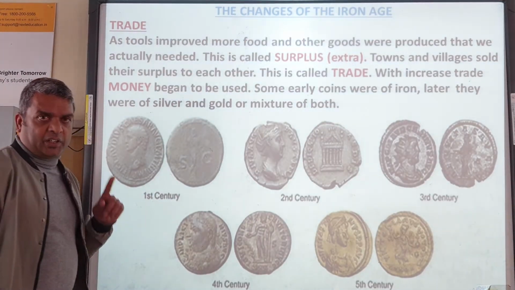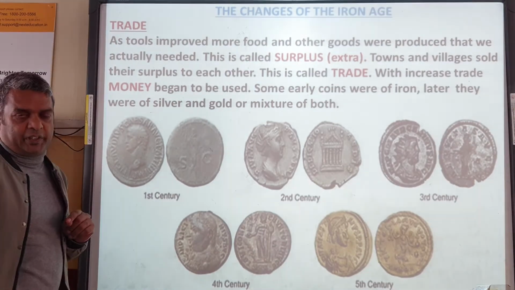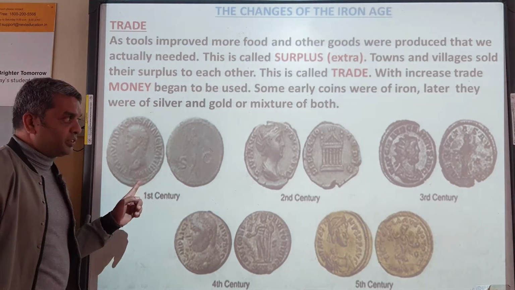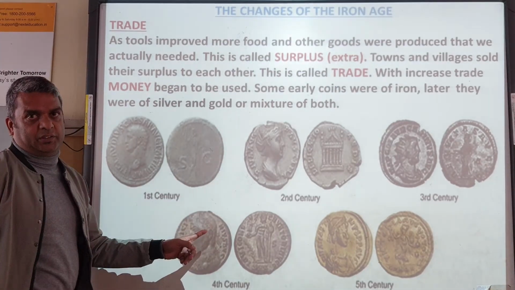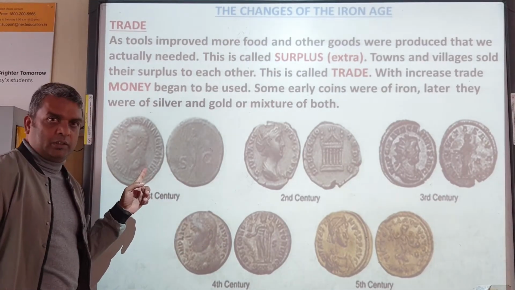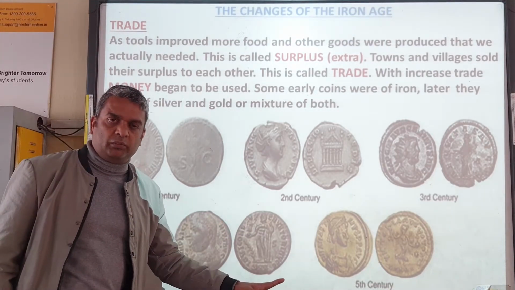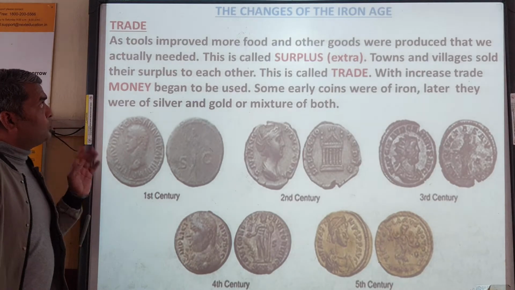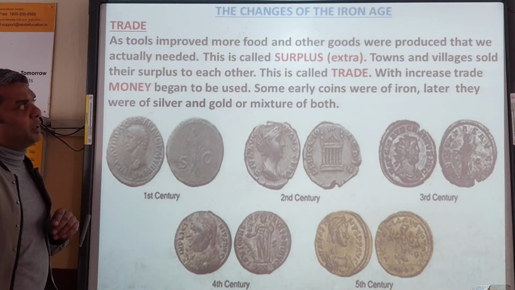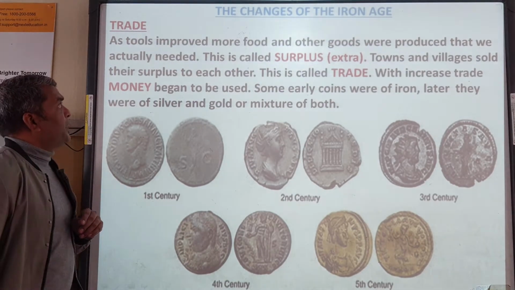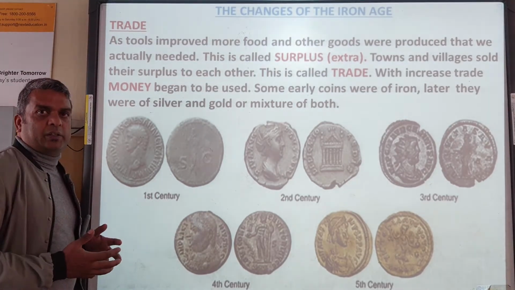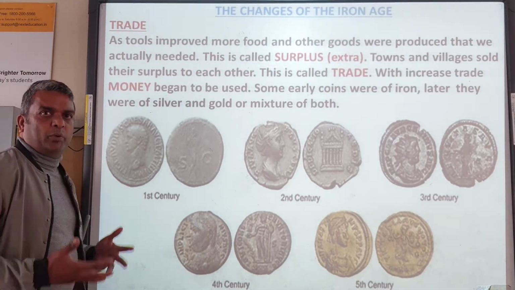Then trade started. Remember, trade started in the Copper Age. Now, in the Copper Age, they exchanged, but now they started using coins. Coins made out of iron, coins made out of gold, silver, and sometimes they mixed both too. As tools improved, more food and other goods were produced than we actually needed. So when tools became better, people started farming more and more.